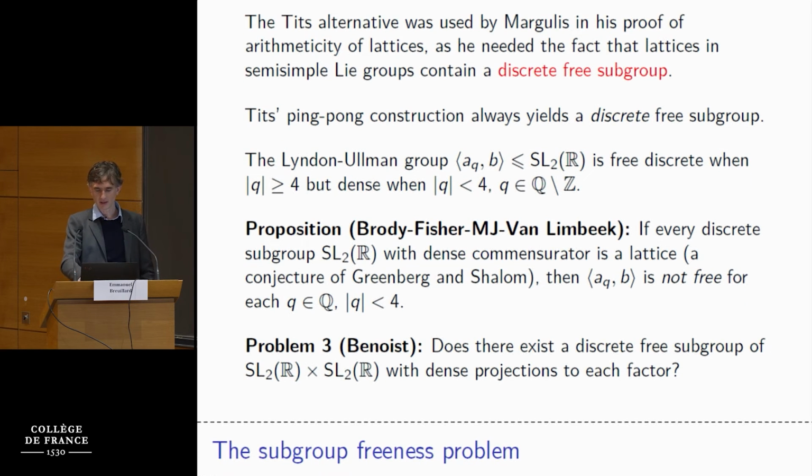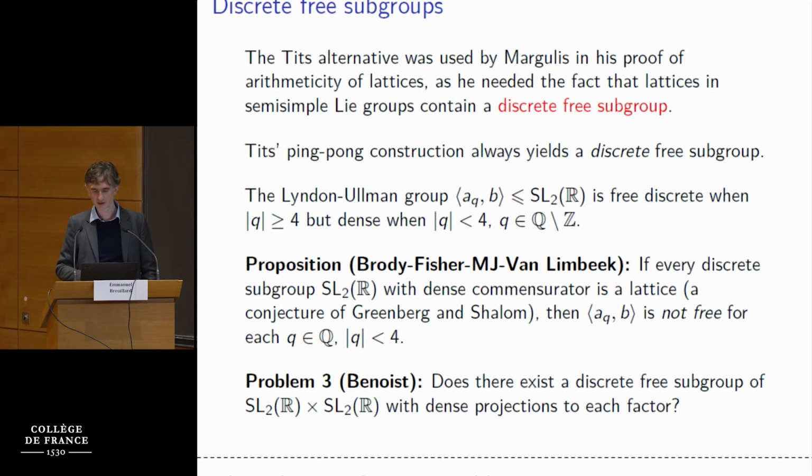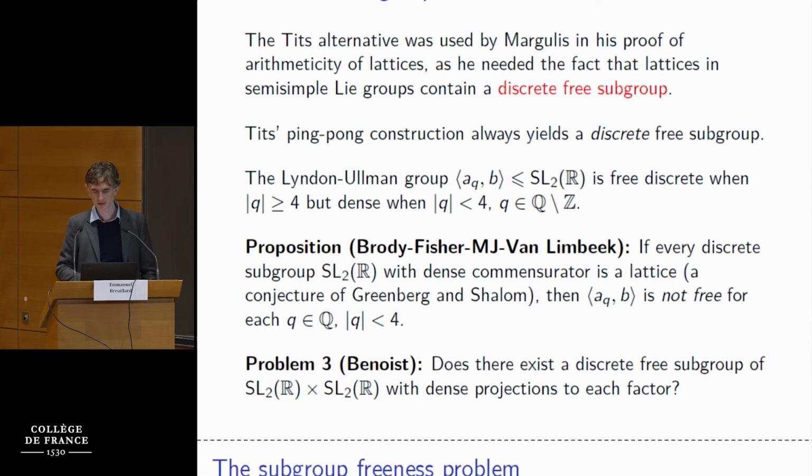So in this setting, Brody, Fisher, MJ, and Van Limbeck showed that you could answer the Linden-Ullmann problem, namely show that when Q is less than 4, this is not free, provided you knew the Greenberg-Shalom conjecture. So you can either view this as an indication that the Linden-Ullmann problem is correct, or an indication that the Greenberg-Shalom conjecture is not correct.